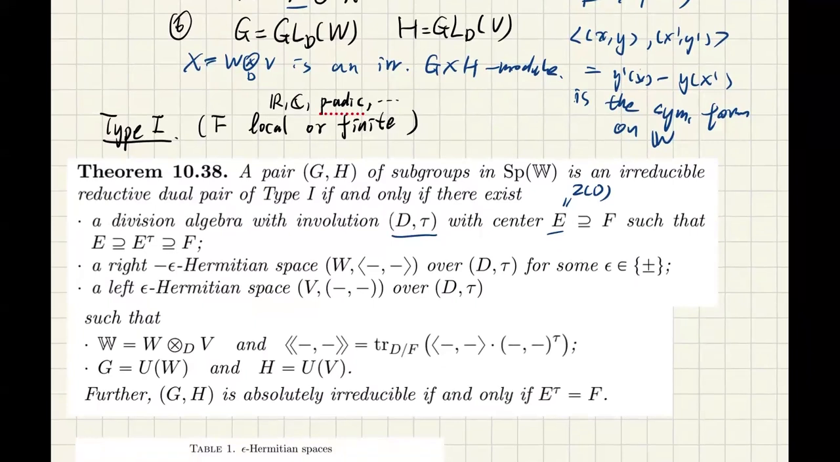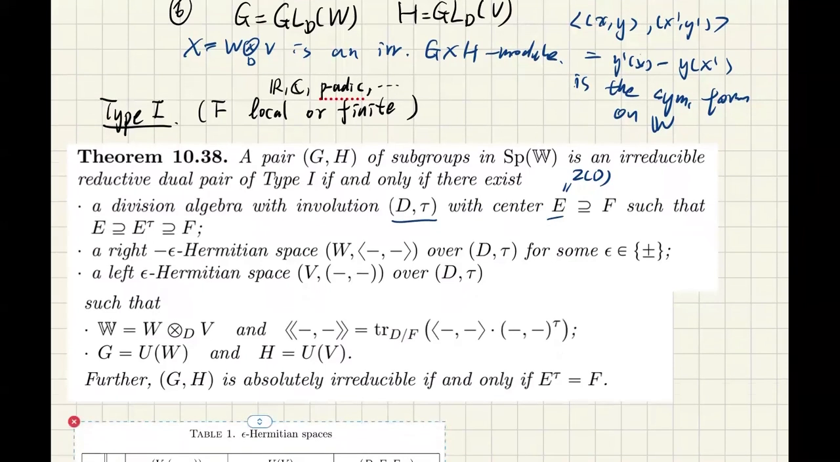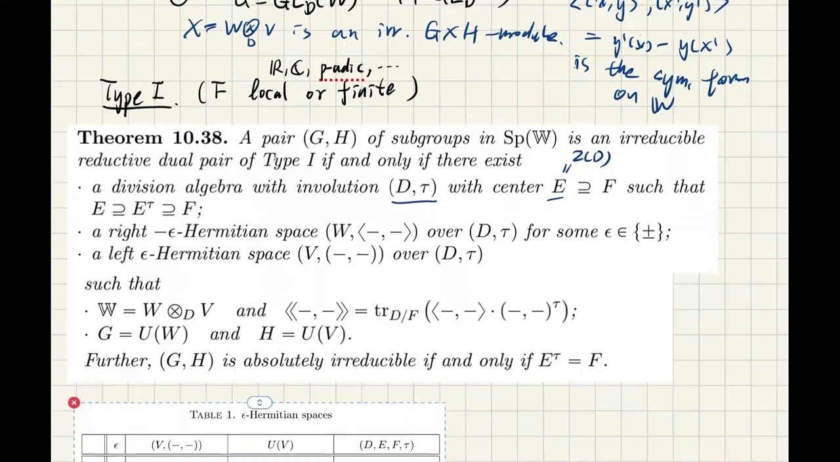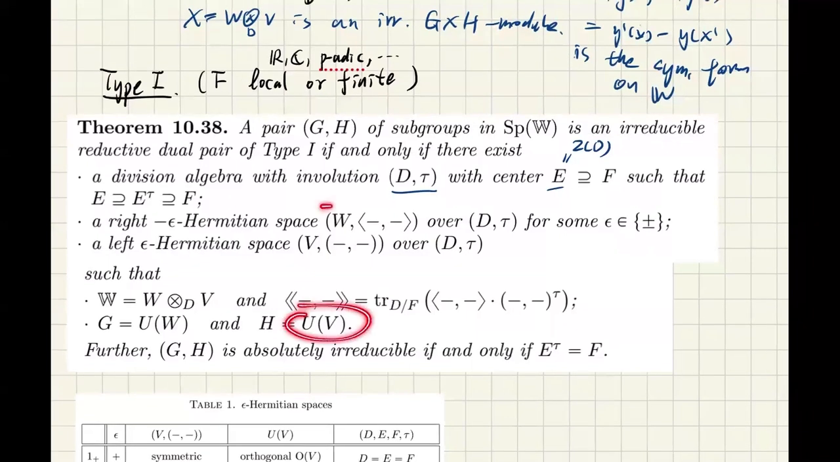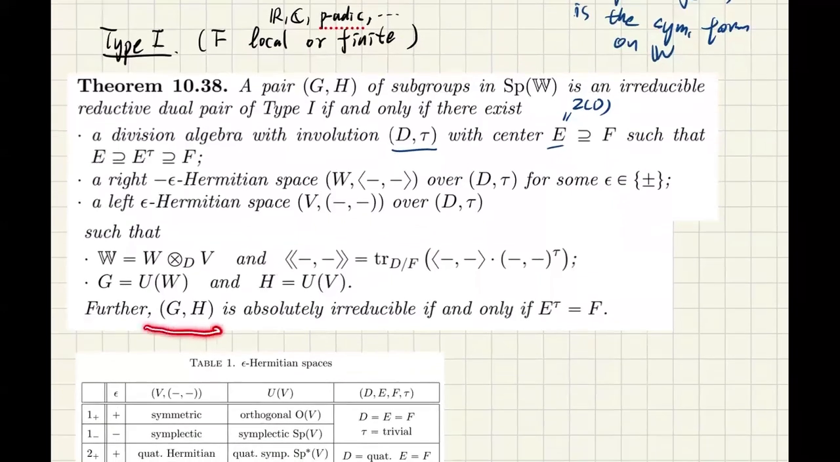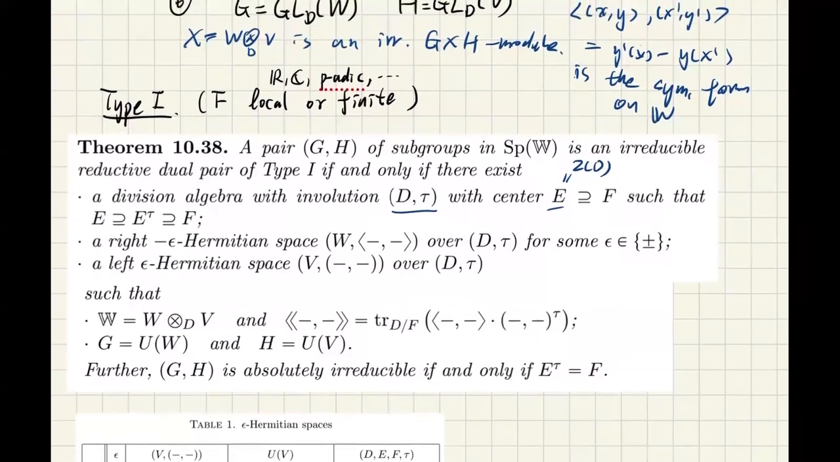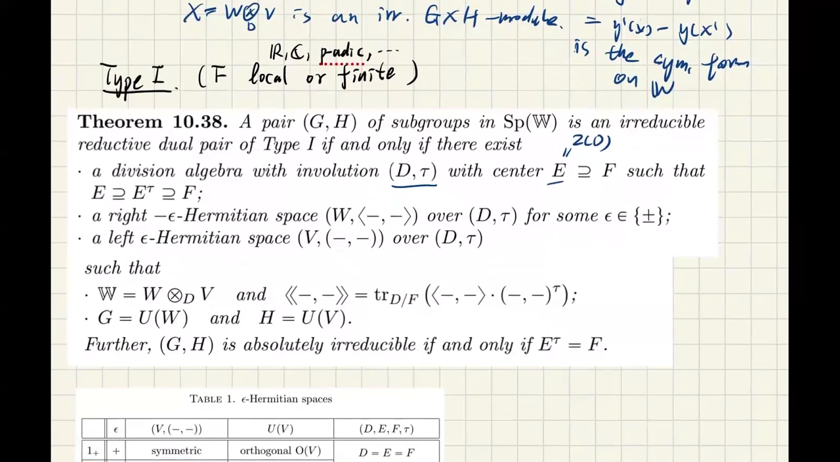And you will have a right epsilon-Hermitian space W over D, where Hermitian means Hermitian with respect to the involution tau, for some epsilon in plus or minus 1, and a left negative epsilon-Hermitian space V over D, such that this W is just the tensor product of V and W. G is the isometry group of the form on W, and H is the isometry group of the form on V. Furthermore, G and H are absolutely irreducible if and only if the tau-fixed points in the center E are equal to F.